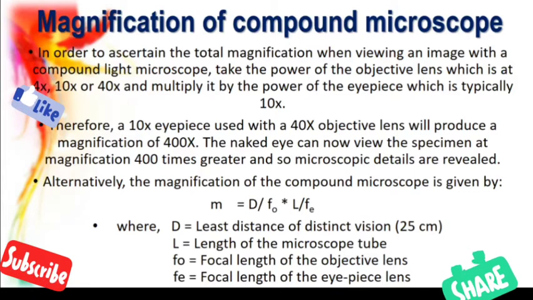The naked eye can now view the specimen at a magnification that is 400 times greater, and so microscopic details are revealed. Alternatively, the magnification of a compound microscope can be calculated as M microscope is equal to D divided by F naught into L divided by Fe, where D is the distance of distinct image which is kept at 25 cm, L is the length of the microscope tube, F naught is the focal length of the objective lens, and Fe is the focal length of the eyepiece lens.